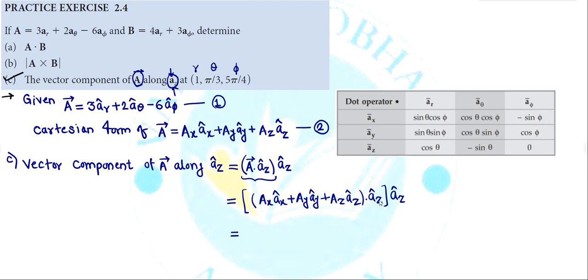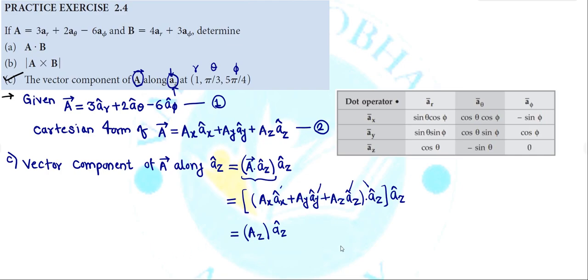So AX dot AZ, that will be 0. The dot product between this AY and this AZ will be again 0. And the dot product between this AZ and this AZ will be 1. So what is left? We are left with this capital Az, which is basically the component along the z direction. So this is what we have within that very first bracket, and then it is to be multiplied with this Az. Okay, I hope this cleared you.